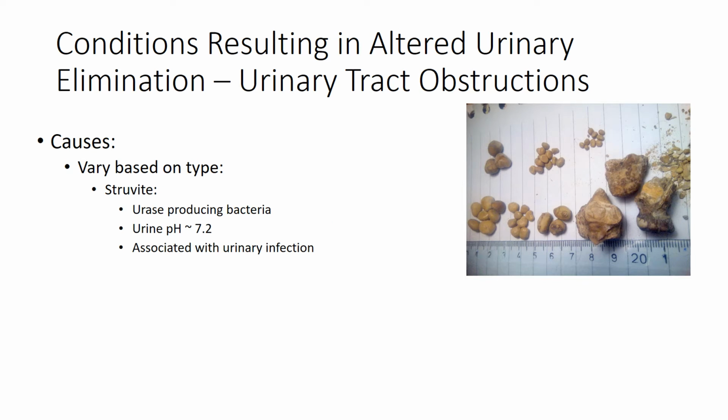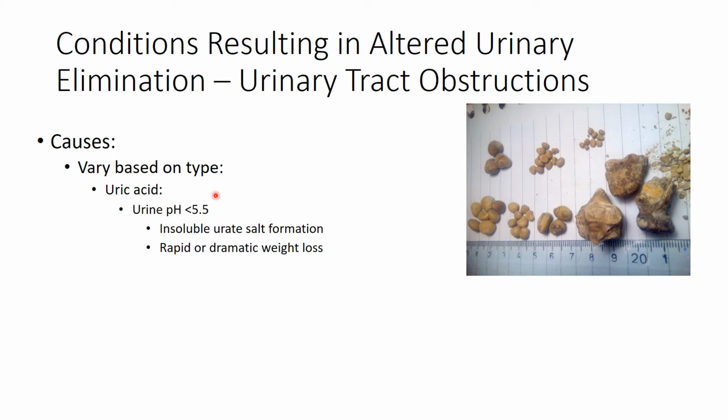And struvite calculi, and we have urease producing bacteria, right? And so this is going to be the big indicator here. It's associated with a urinary infection, right? So you develop these little crystals, these little stones in your urine from really bacteria, right? And so the pH in the urine at this point will sit at about 7.2. Normally it sits a little more acidic than that. But we try to buffer our urine as much as possible.